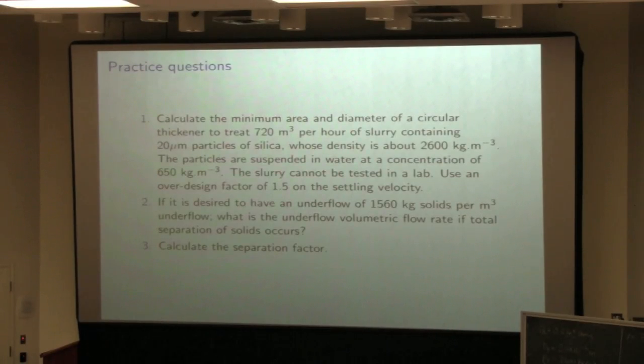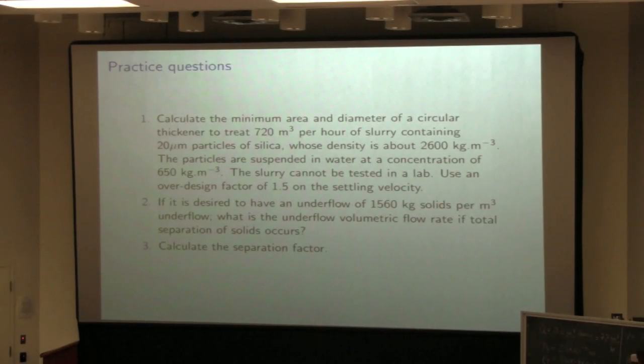And once we have that, then we can calculate the area. The flow rate is 0.2 meters cubed per second, or 720 meters cubed per hour. I'll work with those units. I just changed the units to hours. So 720 meters cubed per hour divided by 350 times 10 to the minus 6 meters per second.